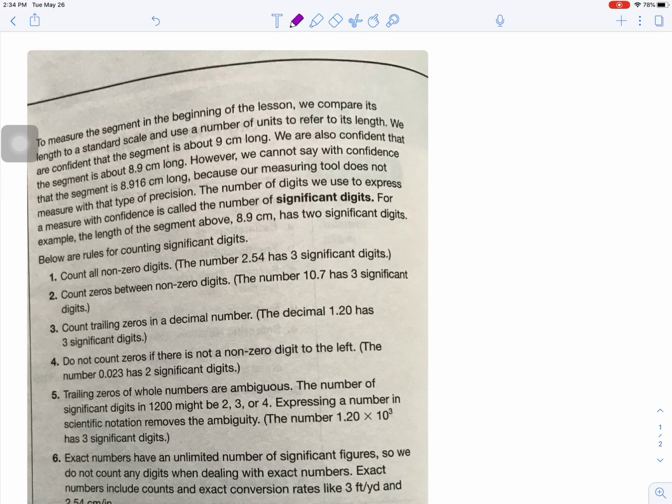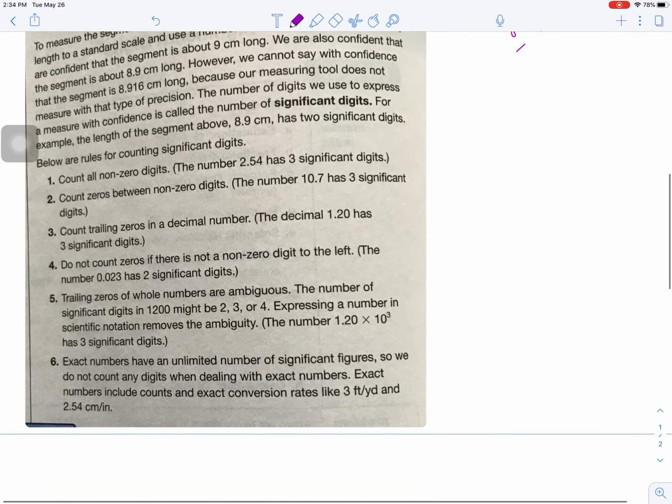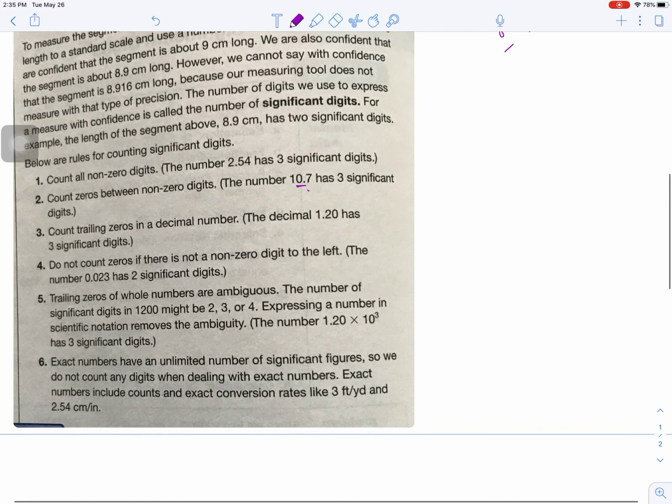The number of digits we use to express a measure with confidence is called the number of significant digits. For example, the length of the segment above, 8.9 centimeters, has 2 significant digits. So 8.9, we have the 8 and the 9, 2 significant digits. Below are the rules for counting significant digits. In grade 8, here's where it gets a little bit more complicated. Count all non-zero digits. Well, that's pretty straightforward. Count zeros between non-zero digits. So they say, for example, 10.7 has 3 significant digits.